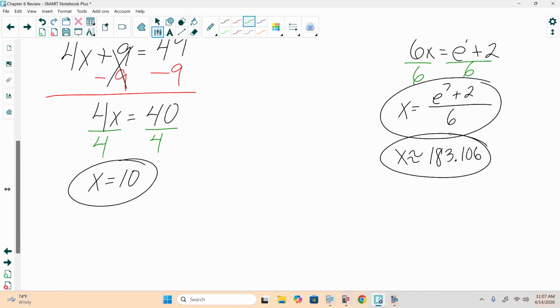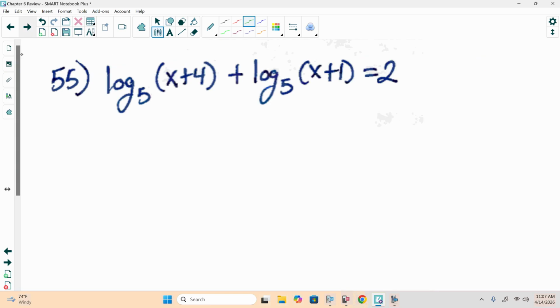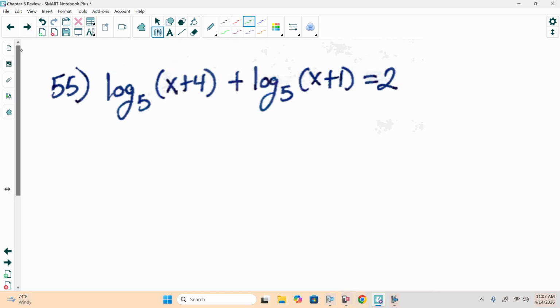Any other questions on 50 through 54? Okay. 54, natural log of 6x minus 4 equals 15. Question on 55 or 56? We're going to look at 56.